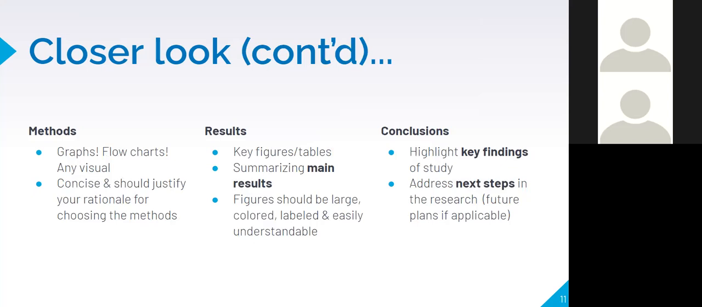Methods is pretty straightforward. It should be concise, as should all the other sections, and it should be able to justify your rationale for choosing the methods to answer your study. So you should be able to show, did you do a literature review, but even more so, how did you select what papers to include? If you did data, how did you collect the data? How did you go about your entire study?